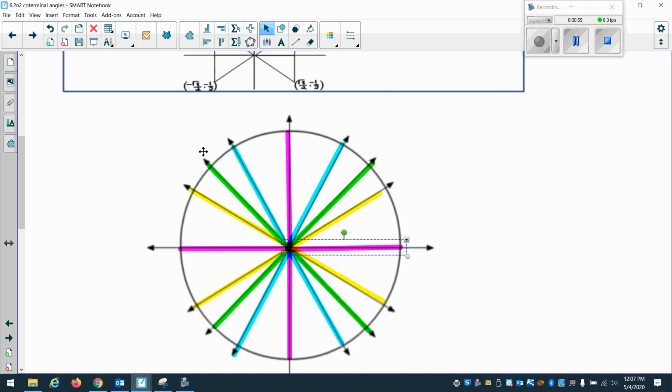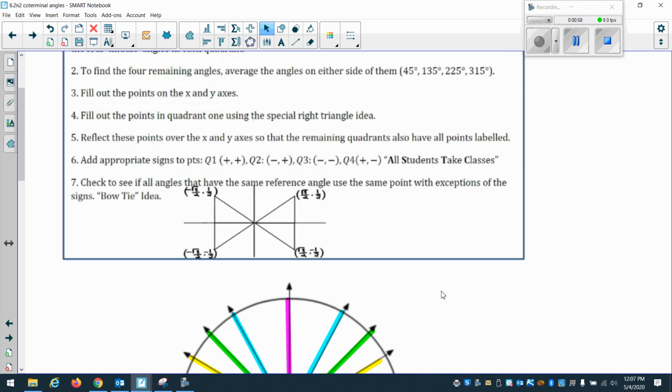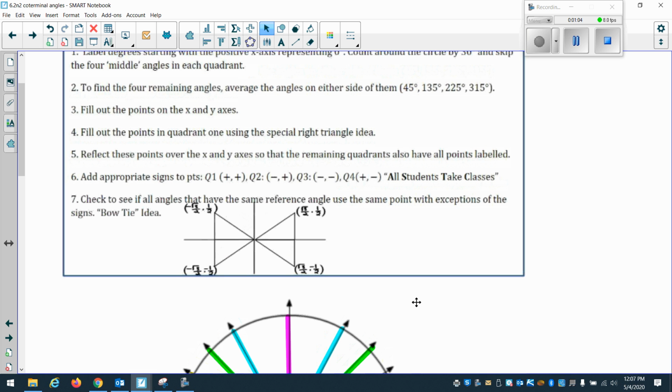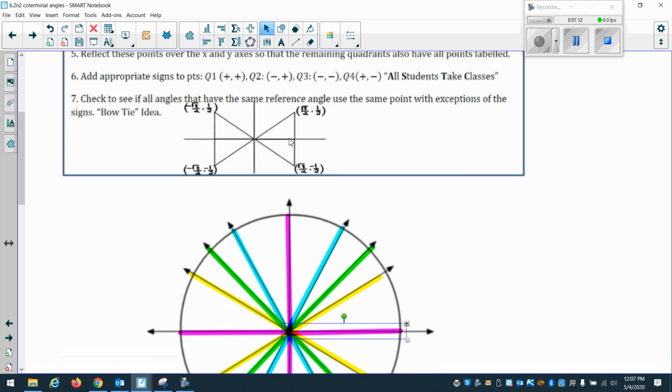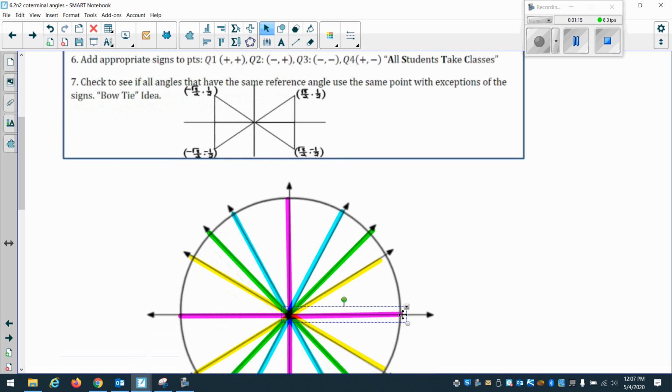So you first want to label every 30 degrees, then label the 4 remaining: 45, 135, 225, 315. Fill out the points on the x and y axis. Fill out the points in quadrant 1 using special right triangles. So you're filling out the coordinate points. Remember, it's a unit circle, so therefore the radius is 1 all the way around. That's why our hypotenuse is 1 for these 3 triangles, and we're able to use special right triangles to help us figure out the coordinate points, which we did last 2 classes ago.